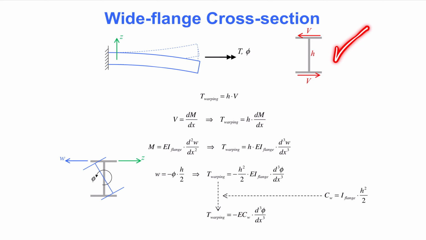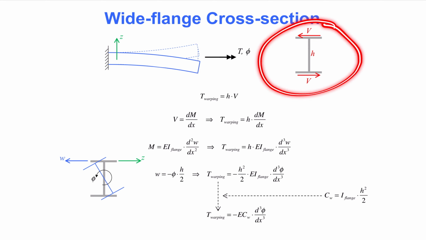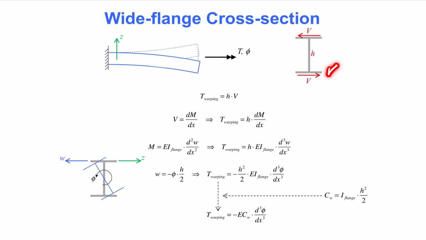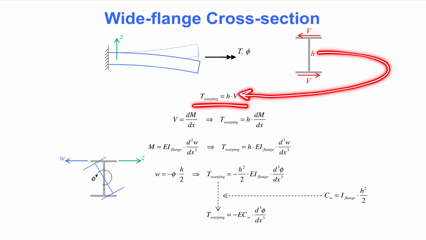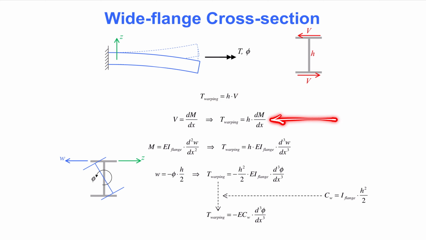When torsion is applied to the beam, then the flanges of this cross-section experience bending in the flange planes. In other words, torsion induces bending about the strong axis of the flanges. The shear force in each flange is denoted by V, as shown here. Because the moment arm for those two forces is the cross-section height, h, the torque carried by warping torsion is h times V. Next, we borrow equations from Euler-Bernoulli beam theory, applied to each flange as a separate beam in bending. Because the shear force is the derivative of the bending moment, the torque is h times the derivative of the bending moment in the flanges.